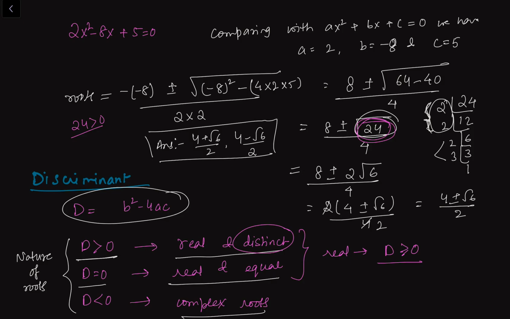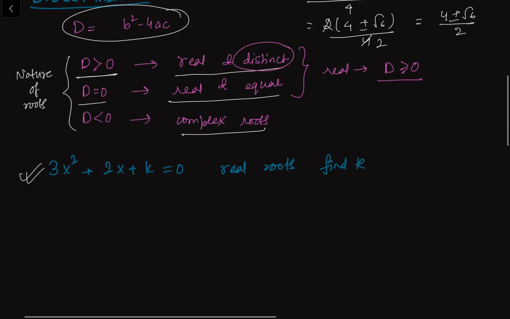Okay, this is it. So one question is of this type, which is very simple, and another question is of this type, that you have to find k such that the roots are real roots. So for real roots, we know, again you can write comparing with ax square plus bx plus c.